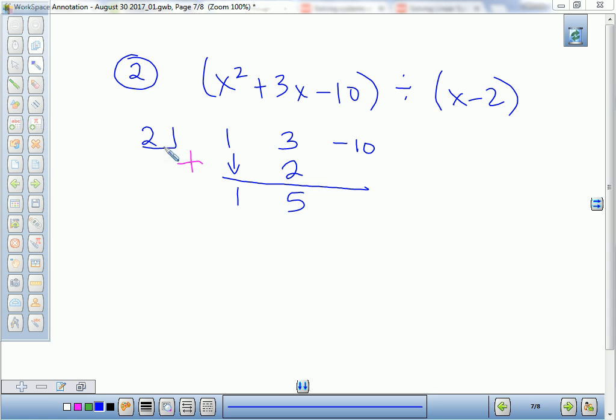Maybe, I don't remember it. Okay, if you think of it, let me know. Then we multiply again. 2 times 5 is 10, and then we add. Woohoo, we got another 0.